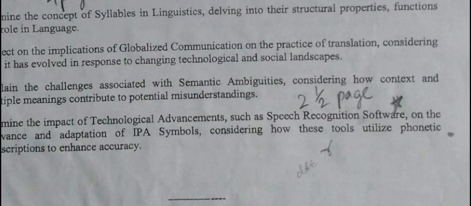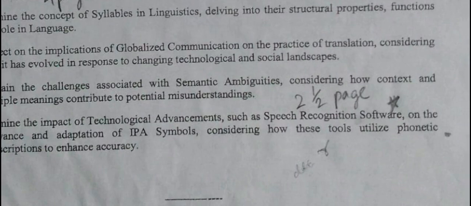Suppose your choice of word is not proper, so definitely it creates a problem. That is called semantic ambiguity. Syntactic ambiguity is when it comes through a sentence and the sentence frame is not proper, so that creates syntactic ambiguity. Semantic ambiguity is when your choice of word is not proper, right?